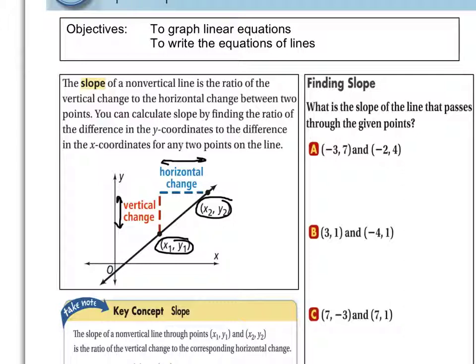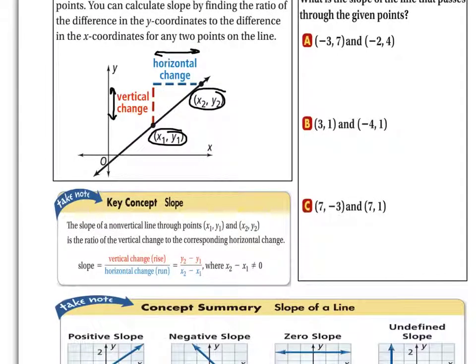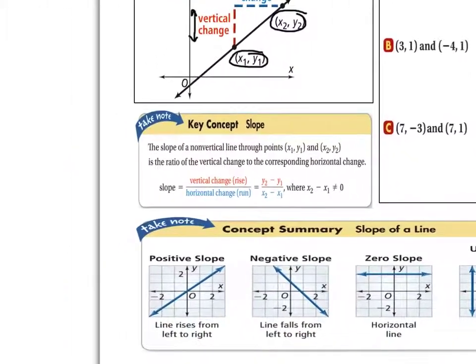For example, if you went from here to Kansas City, Missouri, you can't just take a straight shot to Kansas City. You have to go around different roads and different curves, unless obviously you fly a plane. But in order to find the slope, we're going to look at this formula.